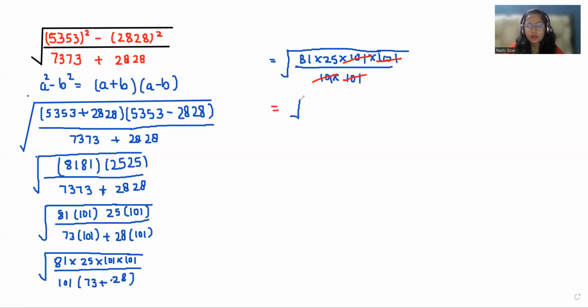Square root of 81 times 25. As we know, 81 is the square of 9 and 25 is the square of 5. So plus or minus 9 times 5 is 45. As a negative cannot be the square root of any number, the final value is plus 45 only.